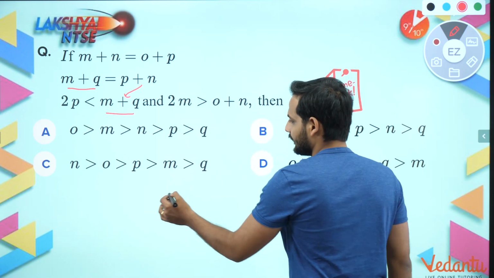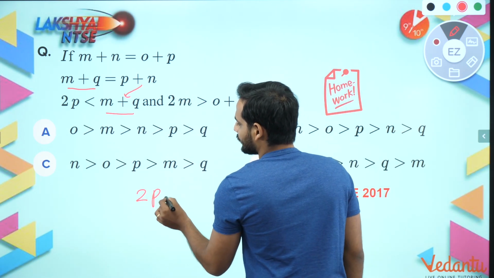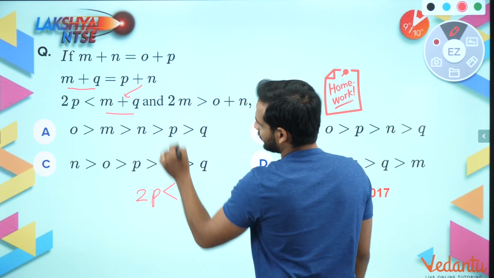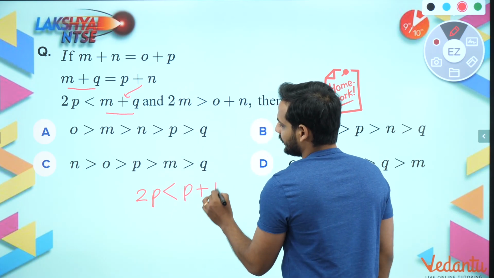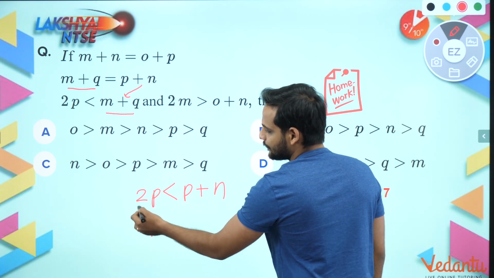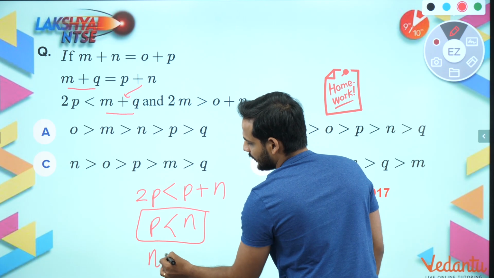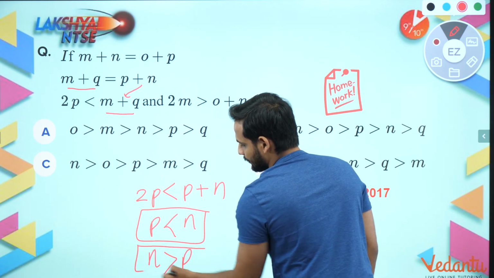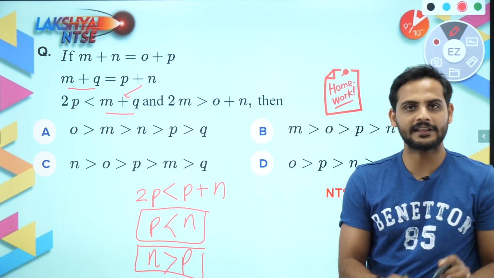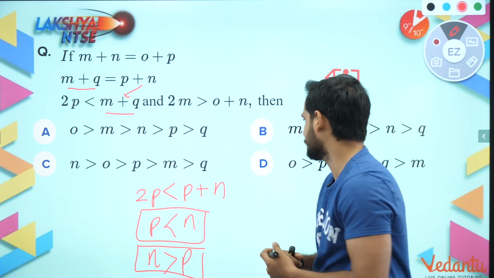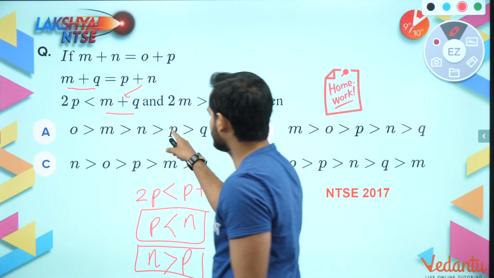So what I will be getting is 2p is less than p plus n. Shift this p there, you'll be getting 2p minus p is less than n. So we have got this relation that n is greater than p. N should be greater than p. So let us see how many we can eliminate. So first thing here, n is greater than p.